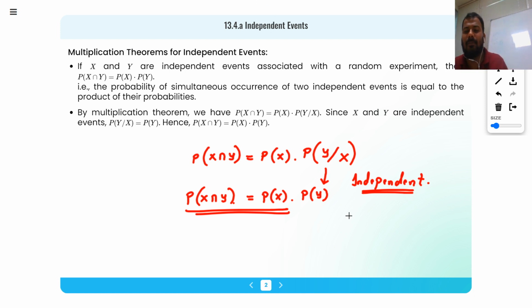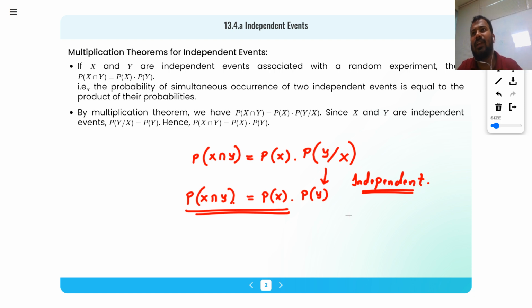Just remember this formula about independent probability. It says probability of one and the other is given as probability of one times the probability of the other. Now, if they have given three events, it should be probability of the first times the probability of the second times the probability of the third. So this is what you need to understand.